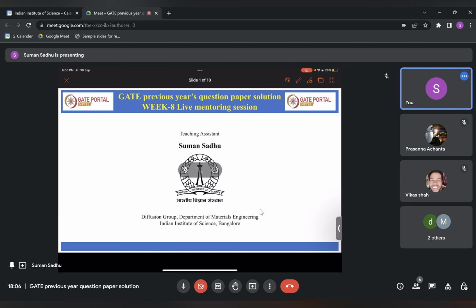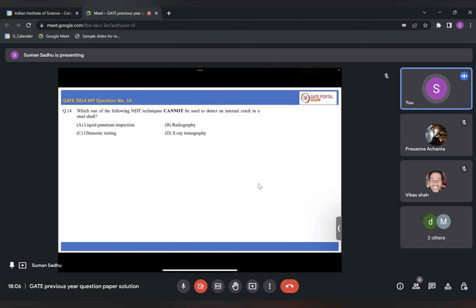Good evening, all. Now let's move to the first question of today. This is question number 14 of GATE 2014 Metallurgical Engineering. The question is: which one of the following NDT techniques cannot be used to detect an internal crack in a steel shaft? Option A, liquid penetration inspection. Option B, radiography. Option C, ultrasonic testing. And option D, X-ray tomography.